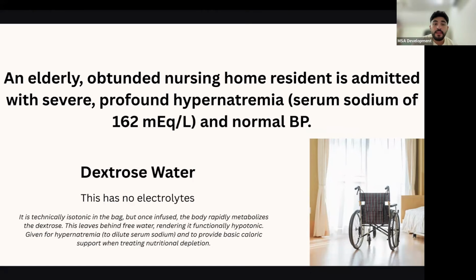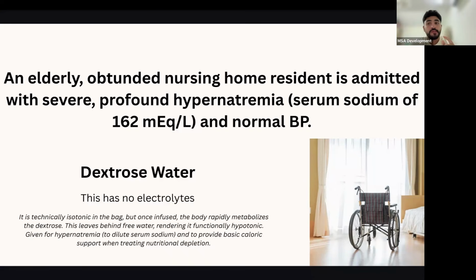We're going to give him dextrose. Why do I give dextrose? I give dextrose because this is just glucose, right, in an isotonic bag, okay? Has no electrolytes, so it functions like an isotonic fluid.